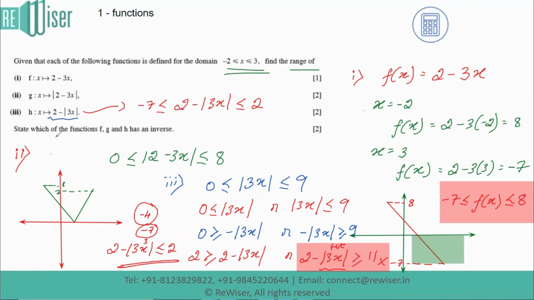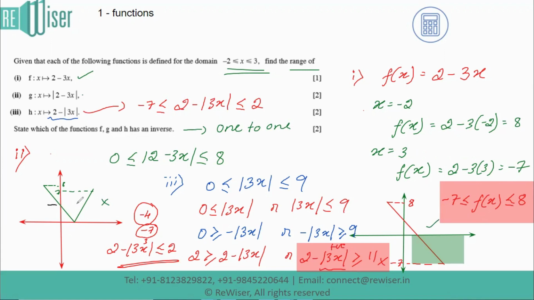And finally, we are talking about which of these is an inverse function. Whenever a function has to have an inverse, then it should be a one-to-one function. Whenever it's a one-to-one function, we say that function will have an inverse. And clearly, the first one is a one-to-one function, and the second one is not. The reason why I would say the second one is not is that it doesn't pass the horizontal line test.